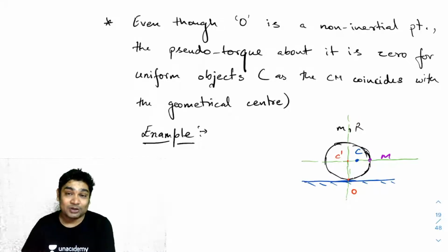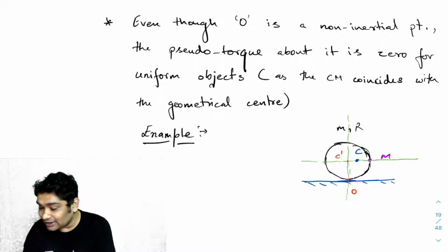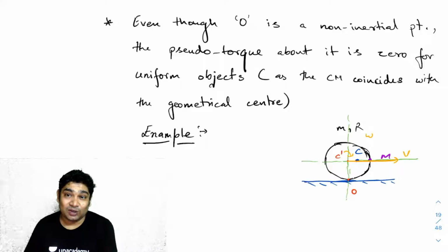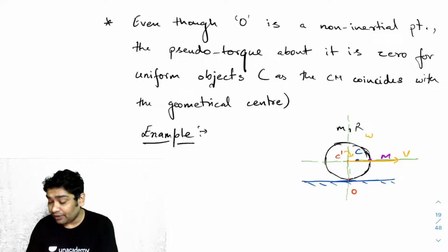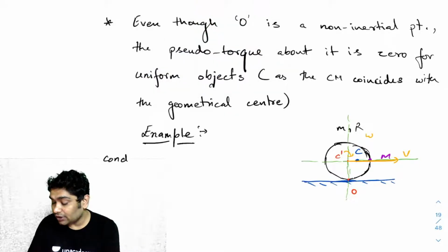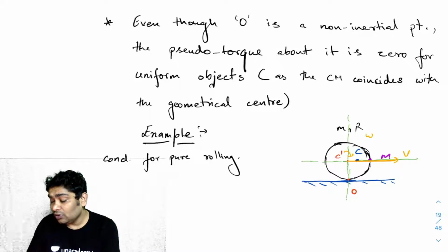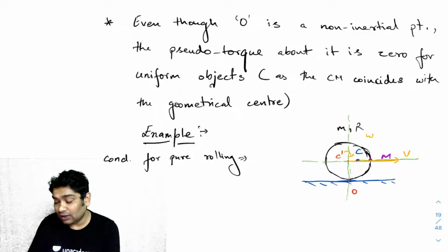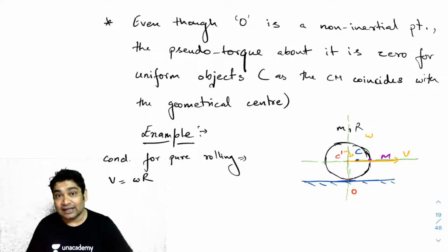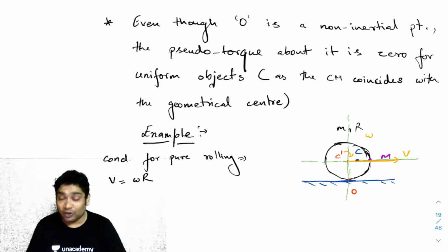The moment you start thinking about the situation, imagine that C dash is moving with V, and the body is rotating about C dash with omega. Then you realize the condition for pure rolling here will still be V equals omega r, where V is not the velocity of the center of mass, but the velocity of the geometrical center. That will be your velocity condition for pure rolling.